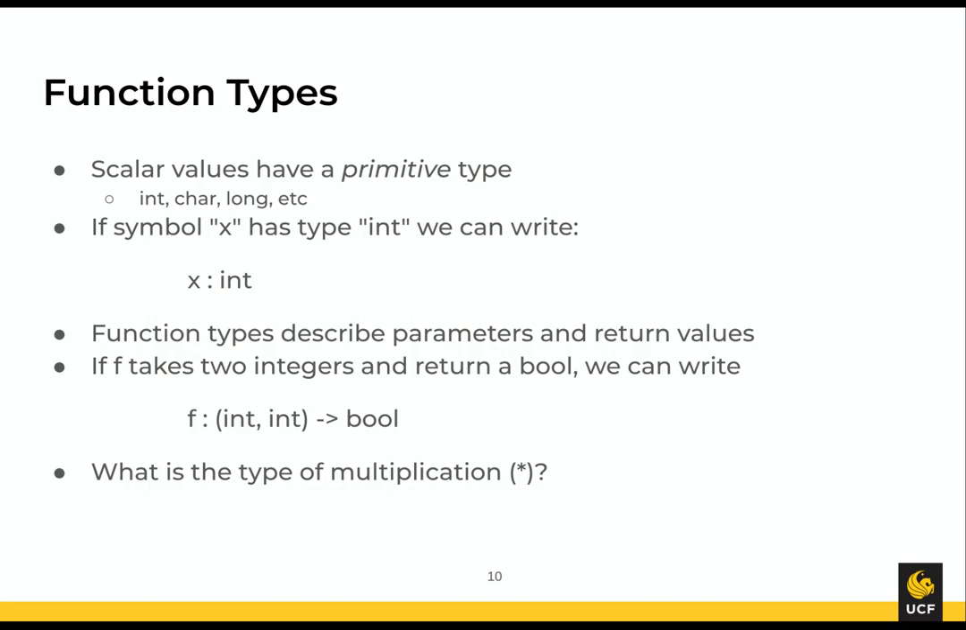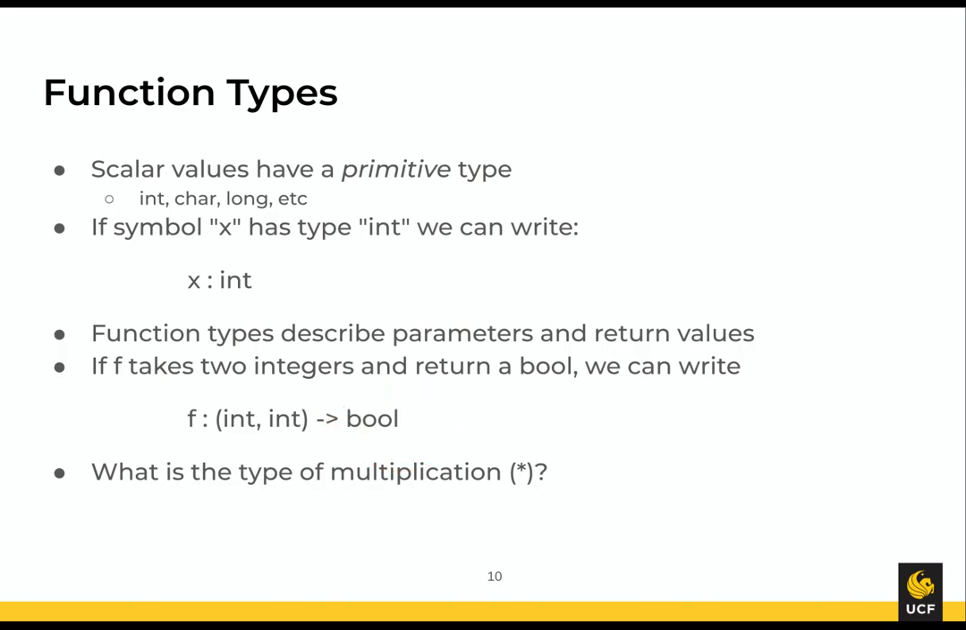Now, what about functions? How do we describe these operations on different values? If f takes two integers and returns a Boolean, we can describe this type like this. We have the symbol f, which is the name of our function, and we use a tuple of values, just like in math. Here we've got two values that it takes, and they both have type int. This little arrow is conventionally used to mean function. So this means a function that takes a tuple of two integers and returns a Boolean.